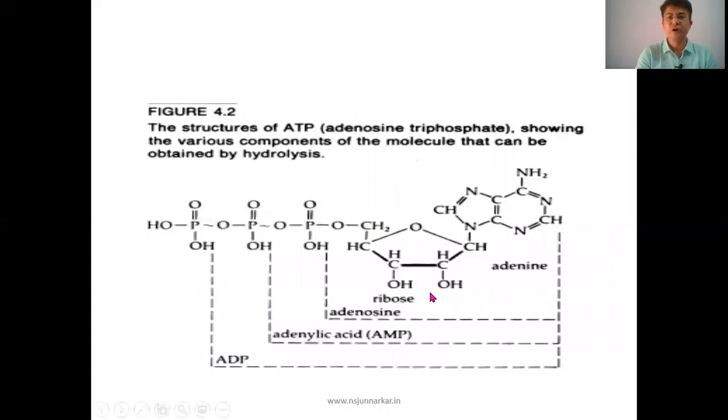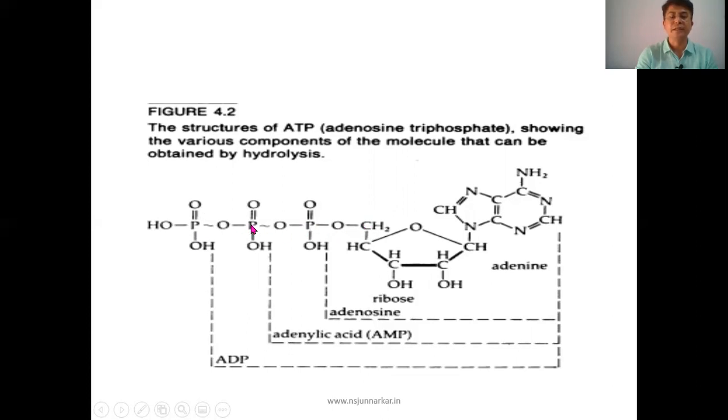Here is the figure of ATP, where the adenine nucleotide is attached to the ribose sugar, and this ribose sugar is attached to the phosphate, and to this phosphate, two additional phosphates are attached, resulting in formation of ATP. So these bonds are the anhydride bonds linking the beta phosphate and gamma phosphate. The phosphate which is directly linked to the carbon of the ribose sugar is referred to as alpha phosphate.